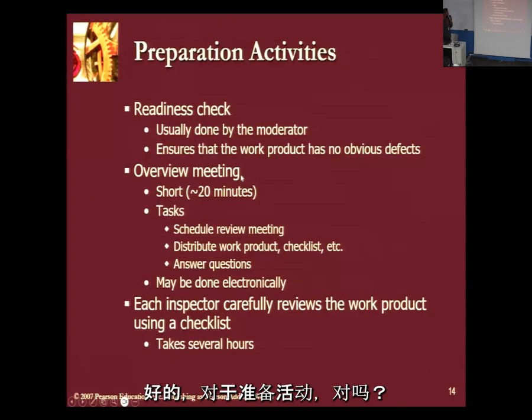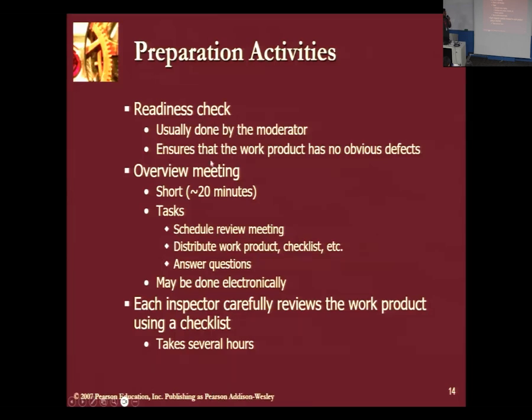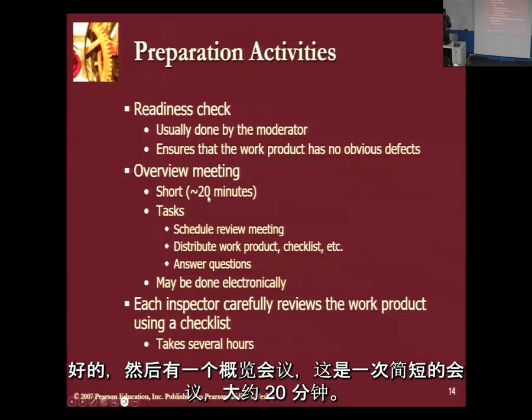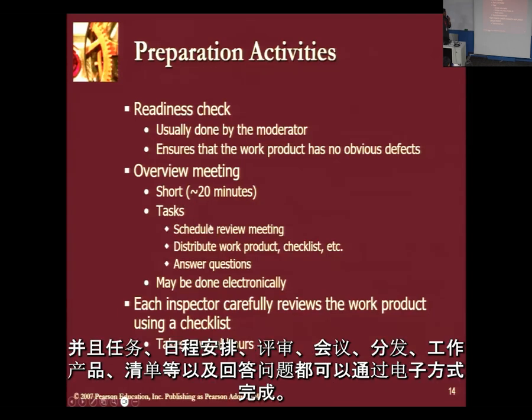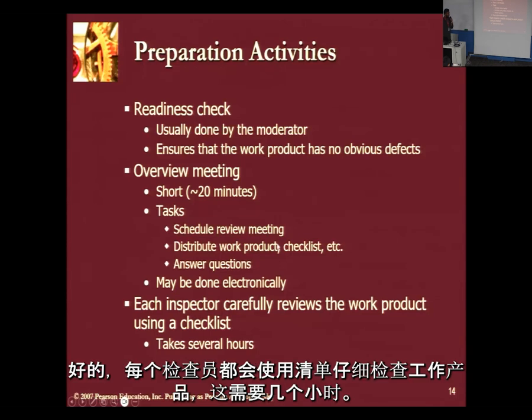For the preparation activities, we have the readiness check, usually done by the moderator. Then there's an overview meeting, which is a short meeting, close to 20 minutes. It covers tasks, schedule, review meeting, distributing the work product, checklist, etc., and answering questions, which may be done electronically. So most of the meeting details will be done electronically, which means online. Each inspector carefully reviews the work product using a checklist and takes several hours.